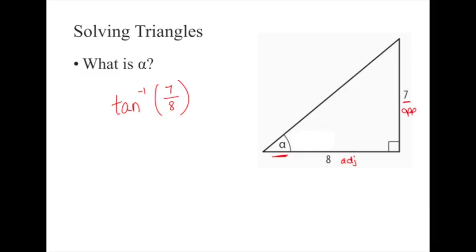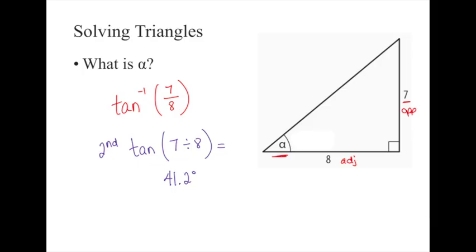In your calculators, you're going to have to use your second button, then the function that you're talking about, which in this case is tangent. It's going to open parentheses. In there, you're going to say 7 divided by 8. And then it will give you an angle measure. You should have gotten approximately 41.2 degrees for that angle measure. All right.